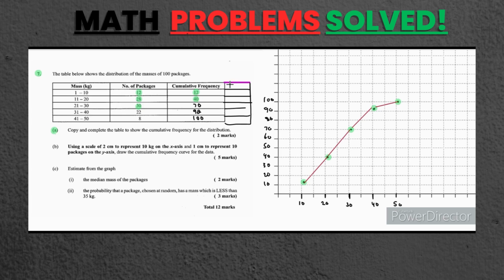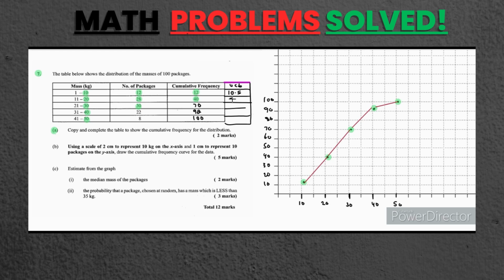Here we will write the upper class boundary, right? What do you mean by upper class boundary? You will add 0.5 to all of these numbers. These are the upper classes, right? So what will you do? You will add 0.5 to all these numbers. So what will you get? It's 10, it will become 10.5, right?